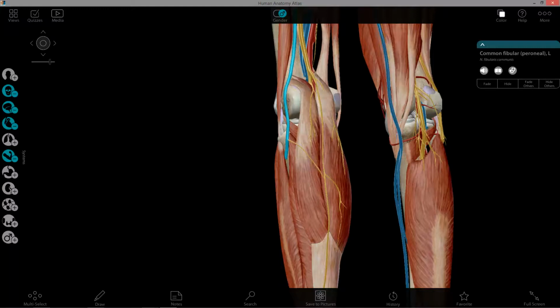So don't worry about it for right now if you're not getting this. I will cover it again later. And then a final note on it is it also provides sensation to the skin covering the anterior lateral aspect of the leg and the dorsum of the foot.